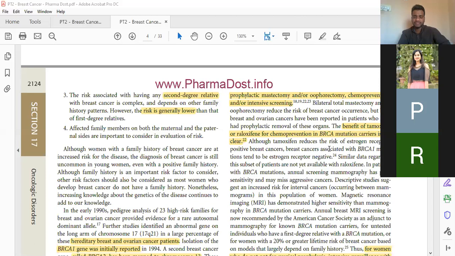Can anyone tell which class it is? We have already discussed tamoxifen. Pardon? Selective estrogen receptor modulator. Correct. These are estrogen receptor modulators, okay. And this is interesting actually. See, when we have seen receptor antagonist, receptor agonist, but in this case we are saying receptor modulator, okay.